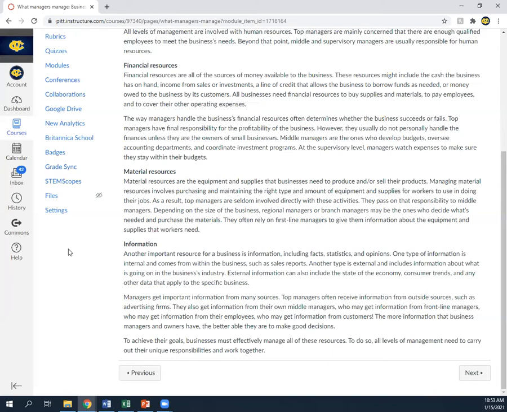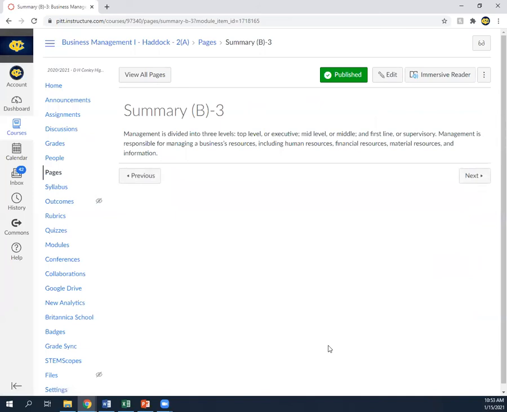To achieve their goals, businesses must effectively manage all of these resources. To do so, all levels of management need to carry out their unique responsibilities and work together. Remember, I talked about communication yesterday. Communication is a very large part of business, and I can't discuss that enough, that communication will be so important when it comes to all of these different topics we go over. So management is divided into 3 levels: top level or executive, mid-level or middle, and first line or supervisory. So it's kind of in 3 sections, but you can name it by different things. Management is responsible for managing a business's resources, including human resources, financial resources, material resources, and information.